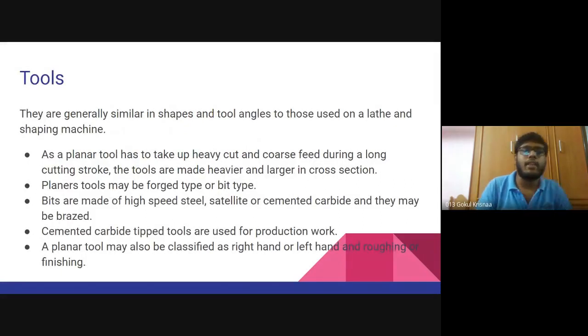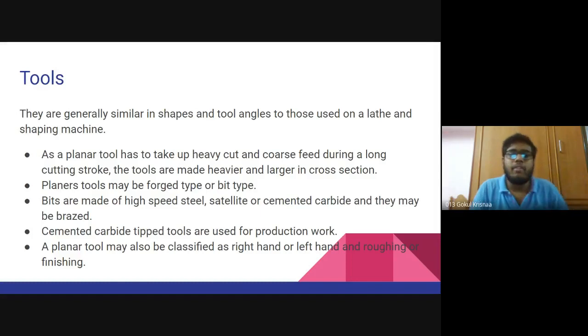And now we'll see about the tools used in this planing machine. They're generally similar in shapes and tool angles to those used on the lathe and in the shaping machine. That's why earlier I have said it is similar to a shaping machine. As a planer tool has to take up heavy cut and coarse feed during a long cutting stroke, the tools are made heavier and larger in cross section.